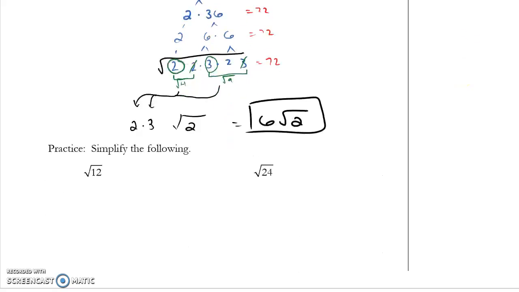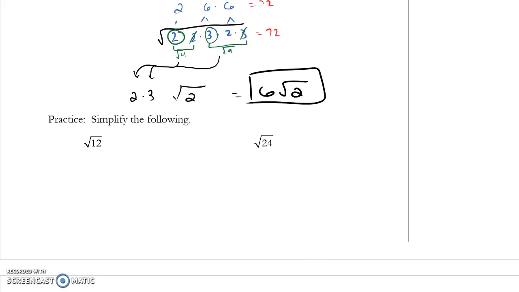So let's do a couple more of these together, then you're going to try a few on your own. Square root of 12, start by factor treeing. That's 2 times 6. 2 is prime, 6 is not. 6 is 2 times 3. I'm going to bring my 2 down. Put all of that under the square root. 2 times 2 is 4, times 3 is 12. It multiplies back up.